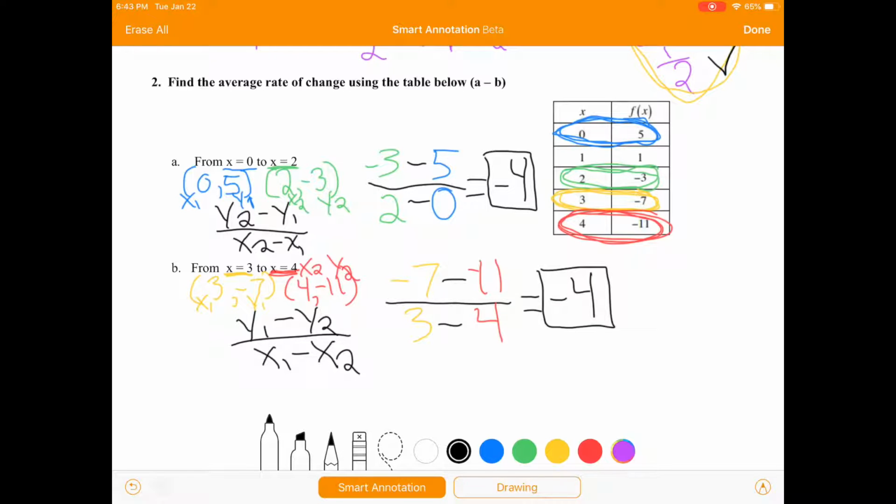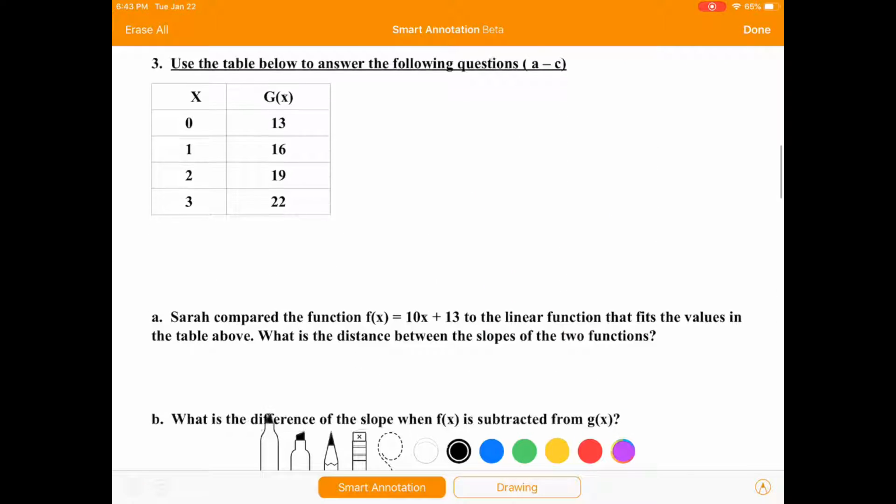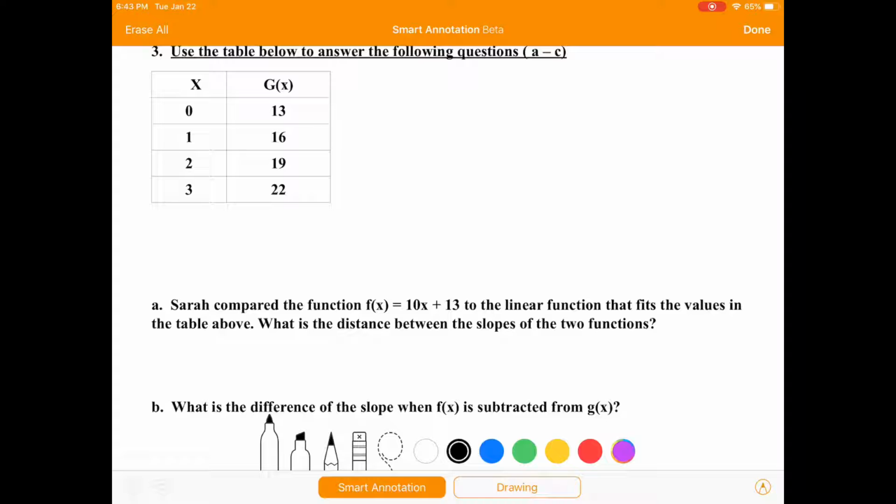So for 3, we're going to use our table to answer the questions. Sarah compared the function f of x equals 10x plus 13 to the linear function that fits the values in the table. What is the distance between the slopes of the two functions? For this one, we're looking at slopes. We have to figure out the slope of our g of x before we compare. In between 0, 13 and 1, 16, we've got to figure out what the slope is.